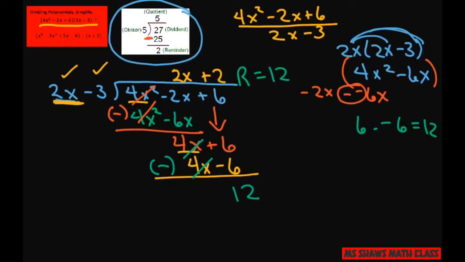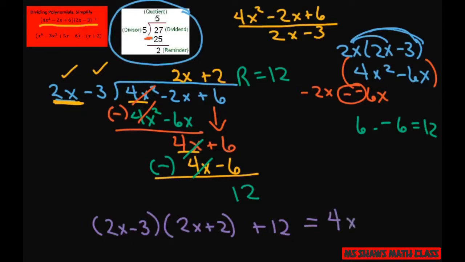And what this means is that your divisor, 2x minus 3, times your quotient, which is 2x plus 2, plus your remainder should equal your dividend, which is 4x squared minus 2x plus 6.